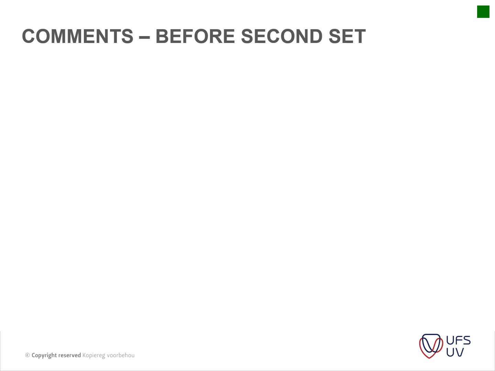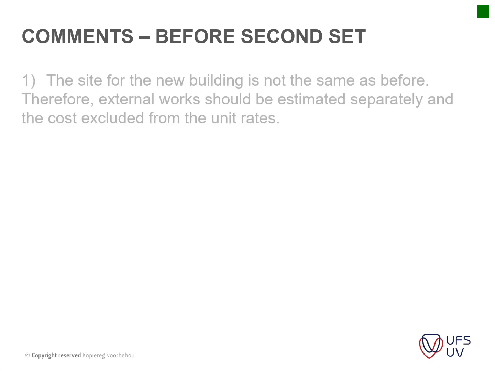Okay, I'm just going to stop the video here and then I'll make a new video, but I have a few comments on these calculations that we did. The site of a new building is not the same as before. Therefore, external works should be estimated separately and the cost excluded. You can go through this. I'm going to go through these items again in the next video.